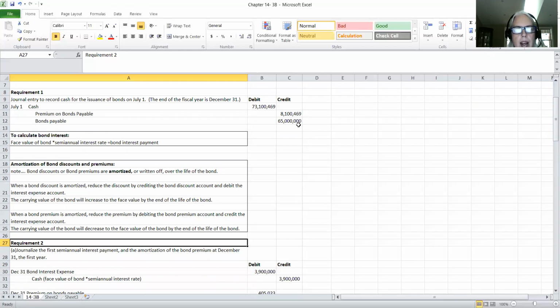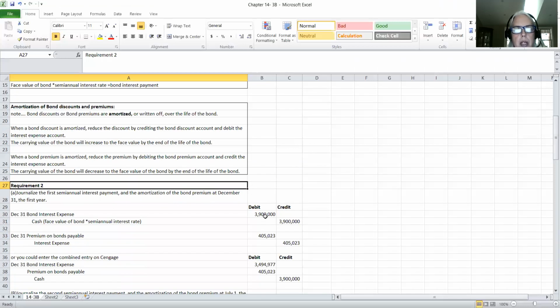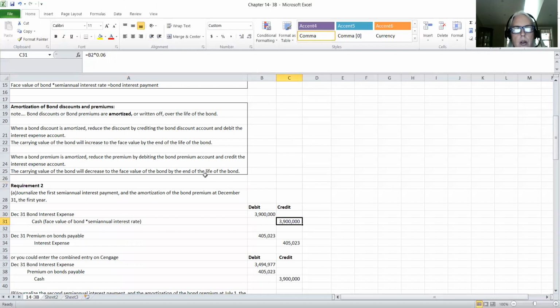65 million times 6% will give you 3,900,000. So again, we're taking the face value and multiplying it by the semi-annual interest rate, which is 6%. That will give you an interest payment every 6 months of $3,900,000. Our interest expense would be debited and our cash would be credited.